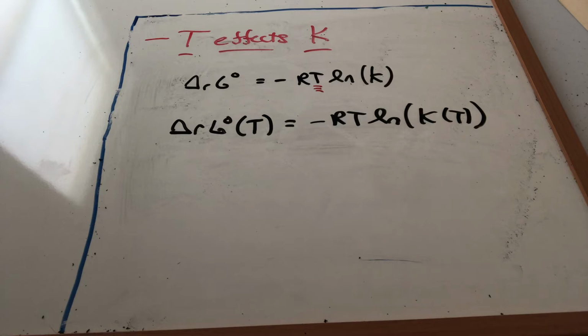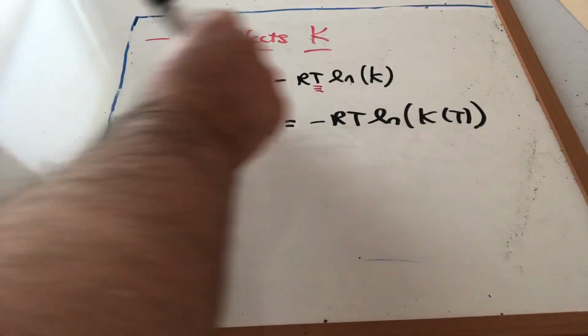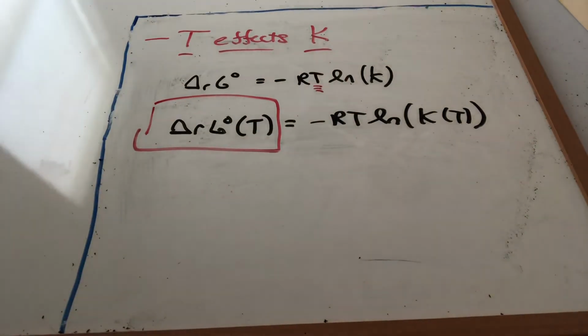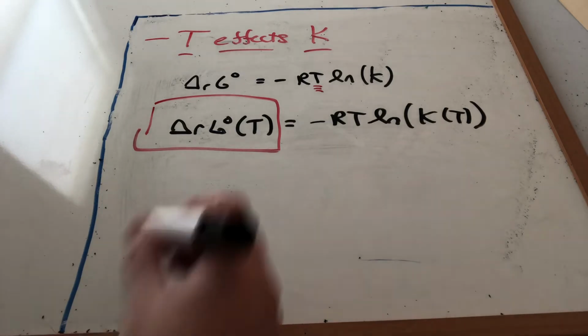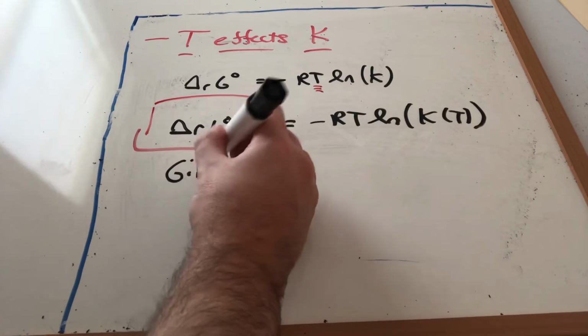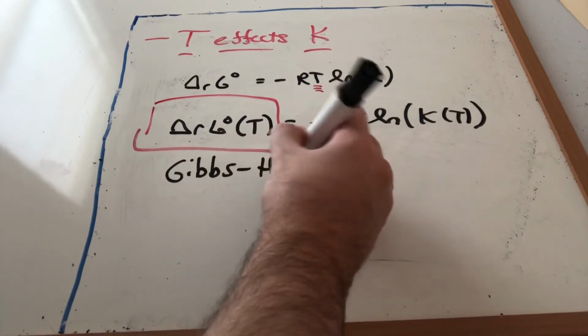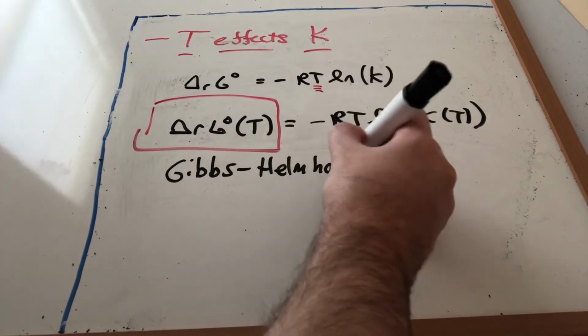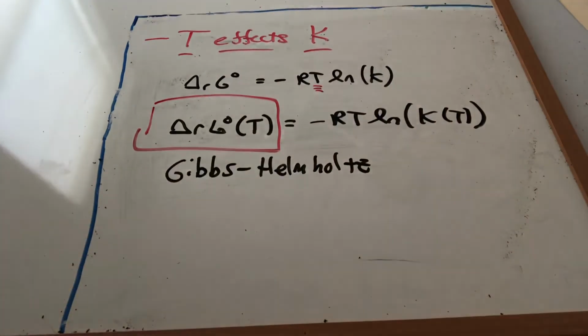And we actually looked at that earlier in the semester. We looked at how this guy right here changes with temperature, right? And we called that the Gibbs-Helmholtz equation. We said that the Gibbs-Helmholtz equation describes the temperature dependence of delta G.